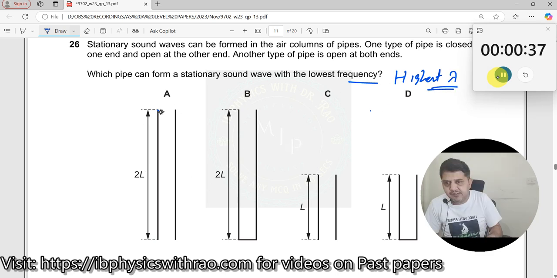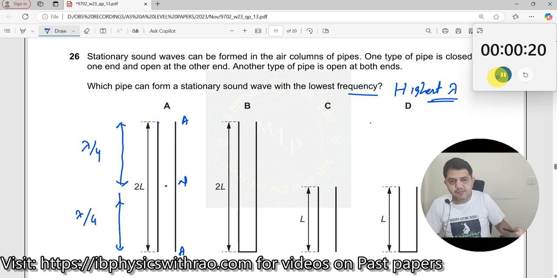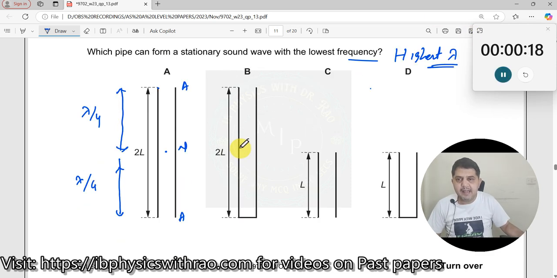Now here you see an open end is always an antinode. The middle point would be the node over here. The distance between an antinode and the node would always be equal to lambda by 4. So here it is lambda by 4, here also lambda by 4. So what should I do now? If I add these two, what will happen? Lambda by 2. Lambda by 2 should be equal to total length 2L, or lambda should be equal to 4L here.